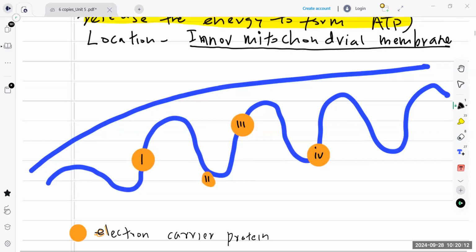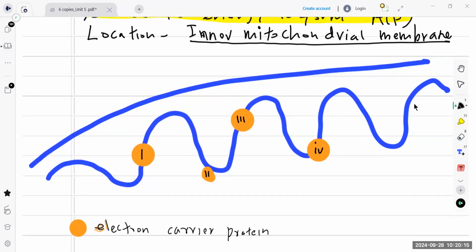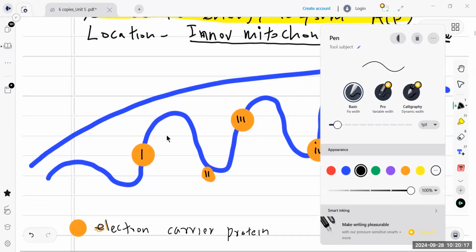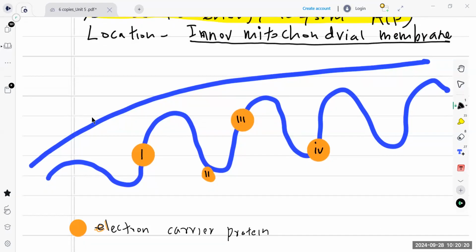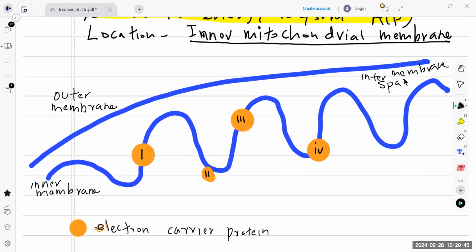We go step by step. Maybe you can also draw the outer membrane and inner membrane, and show these 4 protein complexes. This is the outer membrane. This is the inner membrane. This is the intermembrane space. And here is the matrix.